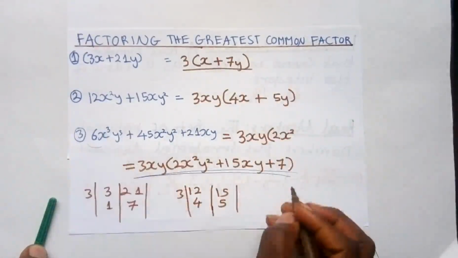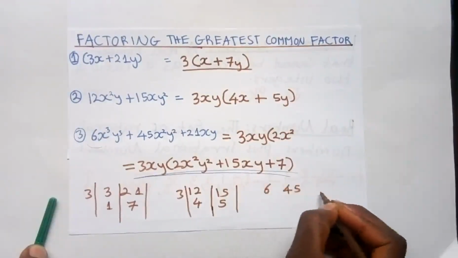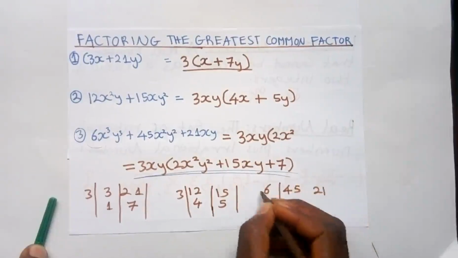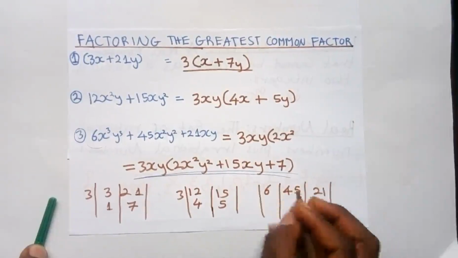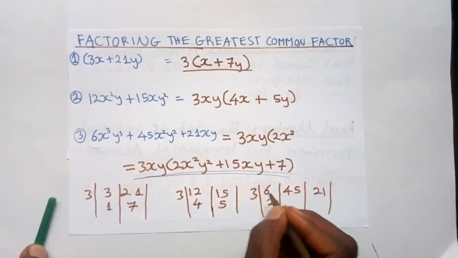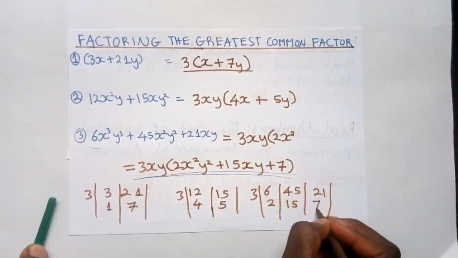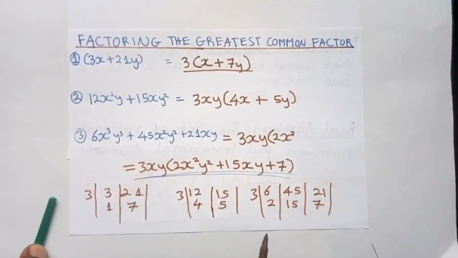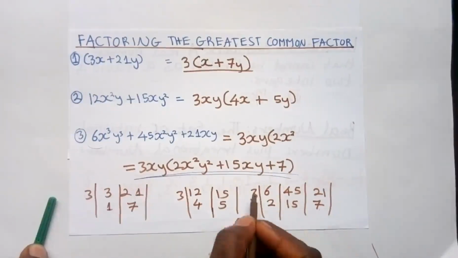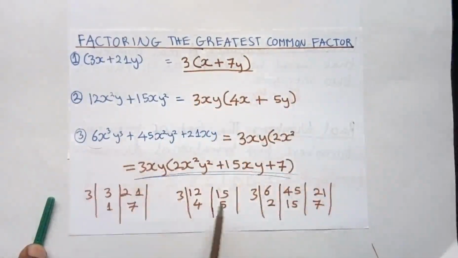For question 3, we have 6, 45, and 21. 6 divided by 3 gives us 2. 45 divided by 3 gives us 15. And 21 divided by 3 gives us 7. There's no other number that can go into 2, 15, and 7 without a remainder. So 3 is the GCF of 6, 45, and 21.